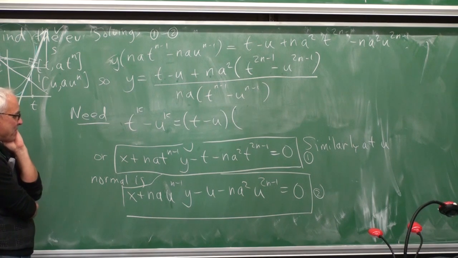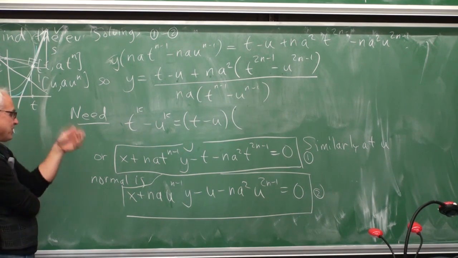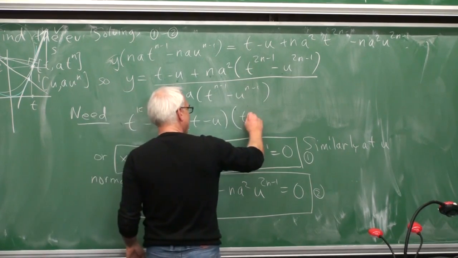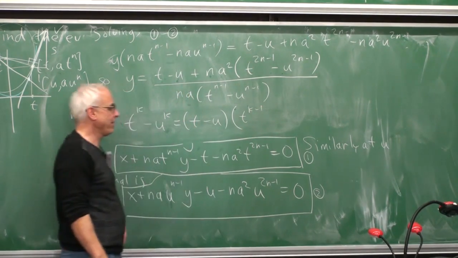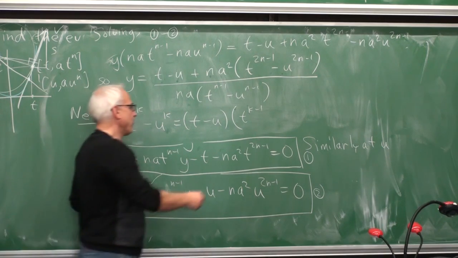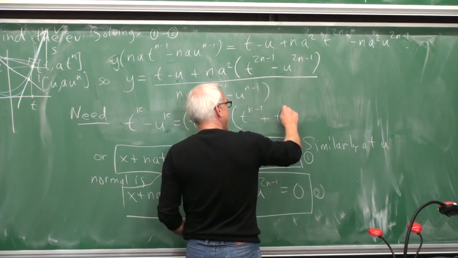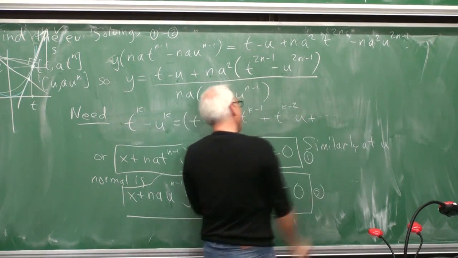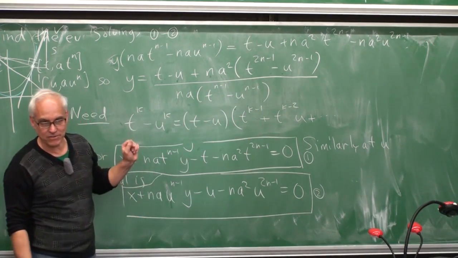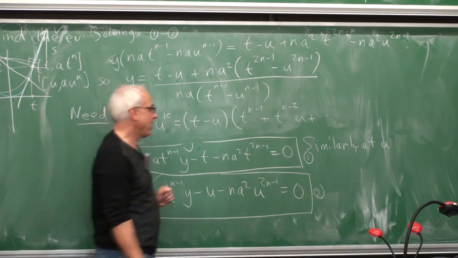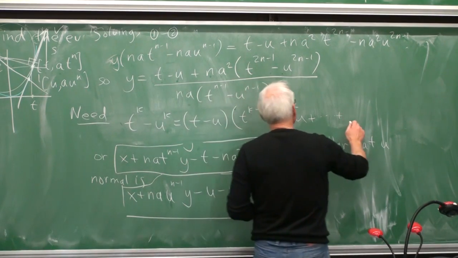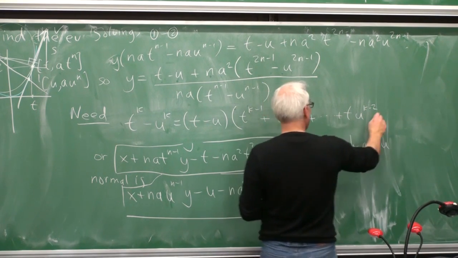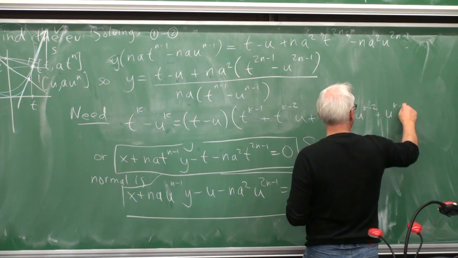Okay, so how do we extract the factor? Well, we just do it term by term. We need a t to the k here, so this had better be t to the k minus 1. And then the next one is going to be plus t to the k minus 2 times u. And then we keep on going. The powers of t decrease, the powers of u increase, until the second last one will be t times u to the k minus 2. And the very last one will be u to the k minus 1.